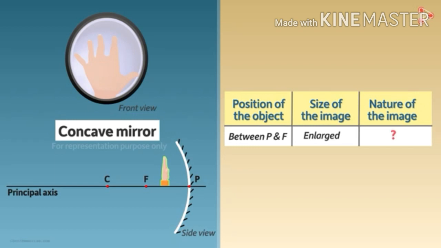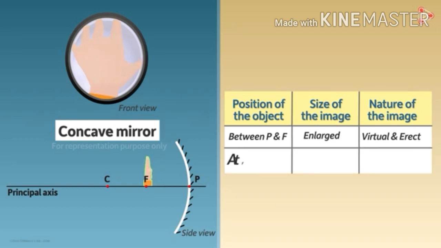Can you guess the nature of the image? Yes, it is virtual and erect. And what will be the location of the image? That is the position of the image. The image is formed behind the mirror.